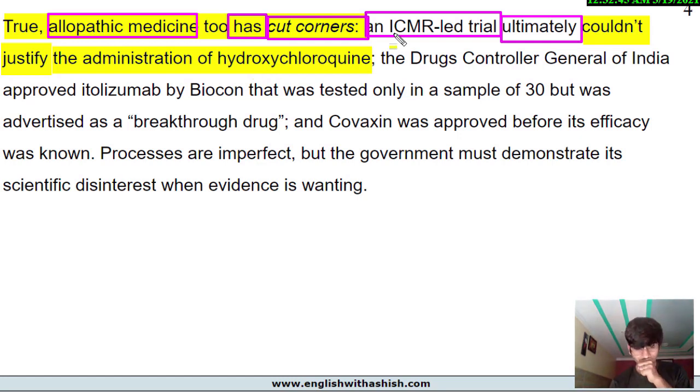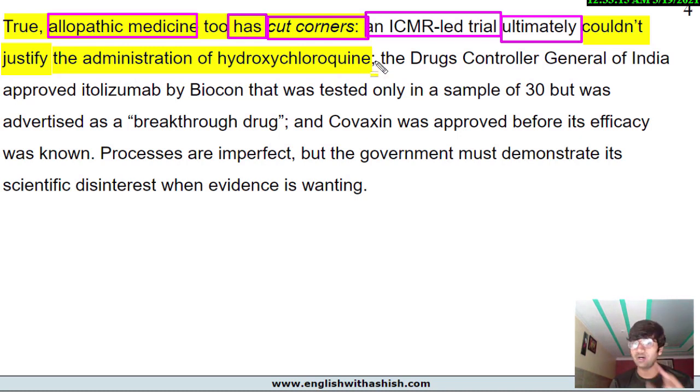So after this colon, we have an independent clause, right? The subject of the independent clause is an ICMR-led trial, a noun phrase followed by an adverb, followed by a verb phrase, followed by the object, that administration of hydroxychloroquine. In this noun phrase, the main noun is administration. The is a pre-modifier. The administration of hydroxychloroquine.